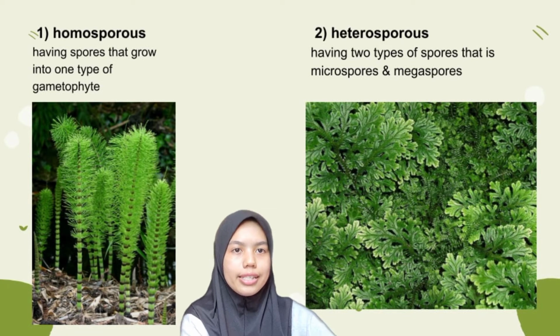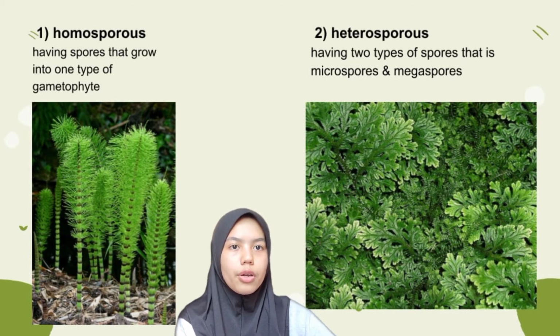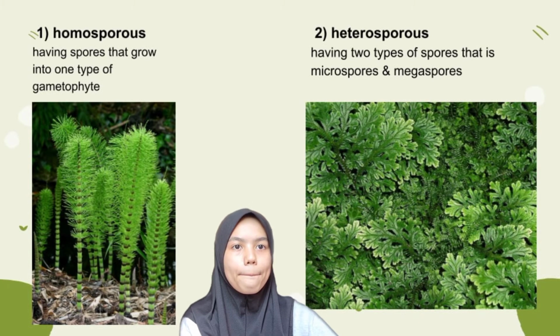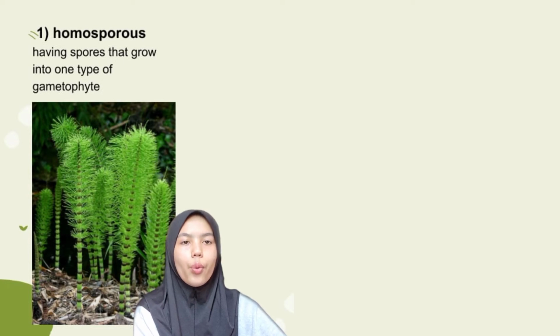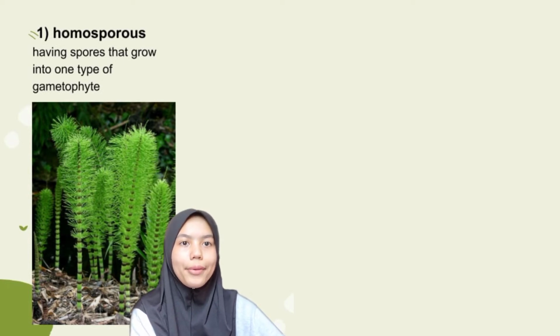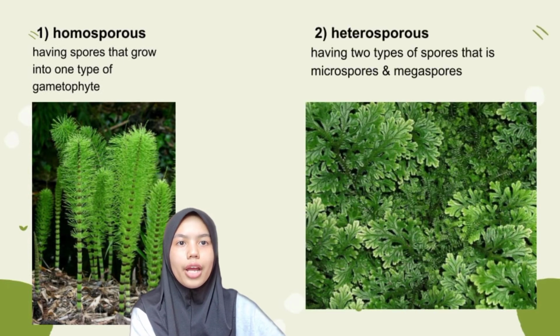As we can see, there are two types of plants, which are homosporous and heterosporous. We will focus on homosporous first. Homosporous is a plant that has spores that will grow into one type of gametophyte only. Meanwhile, heterosporous is a plant that has two types of spores, which are microspores and megaspores.